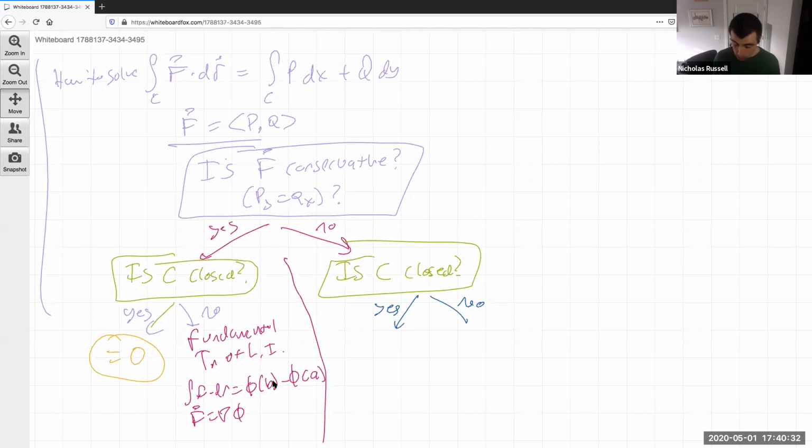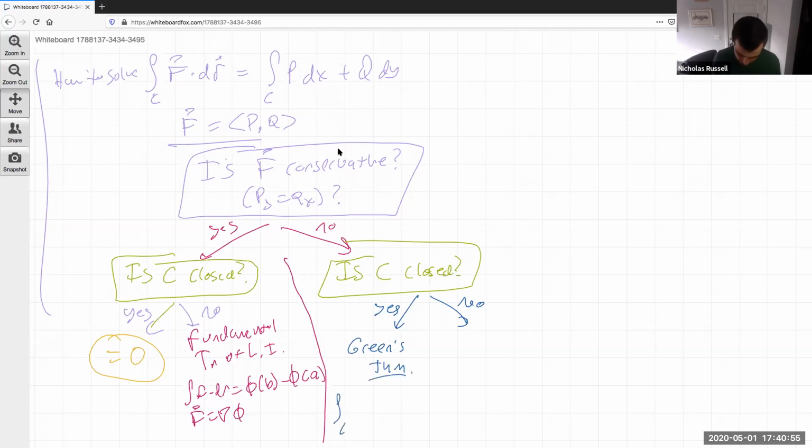But I still want to find this. My next question is, is C closed? Let's say C is closed. If C is closed and I don't have a conservative vector field, well, I know for a fact then that I could utilize Green's theorem because I have a closed curve, so I could just evaluate the area inside. So this becomes Green's theorem.